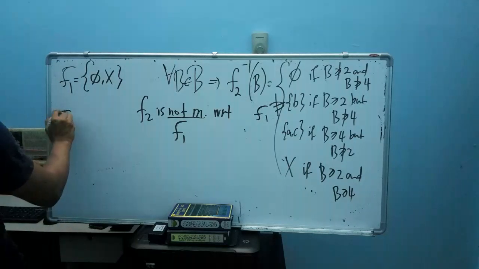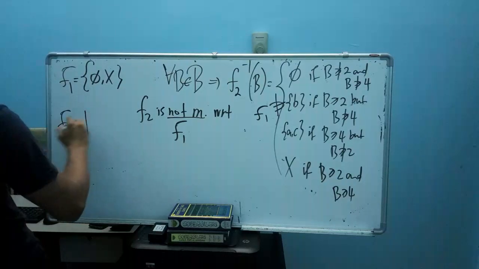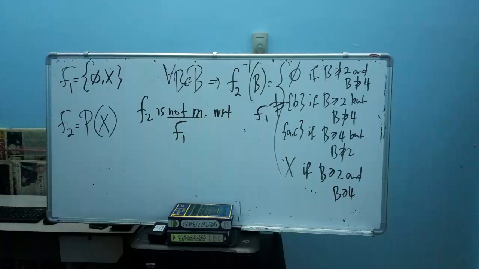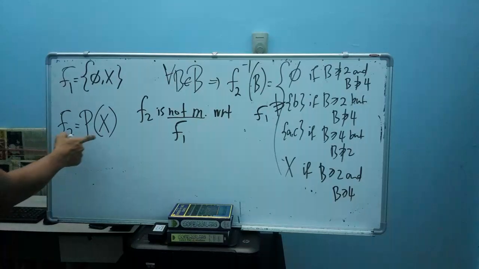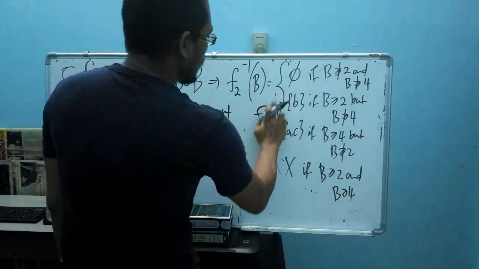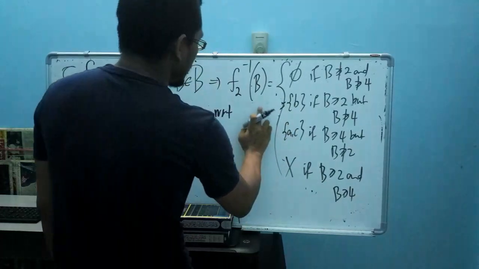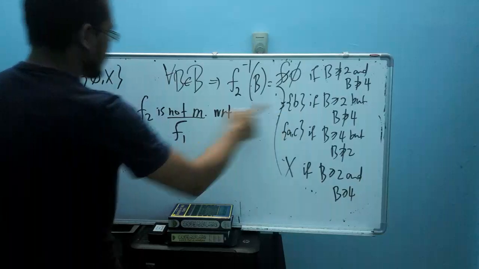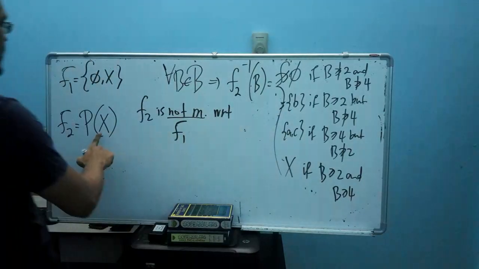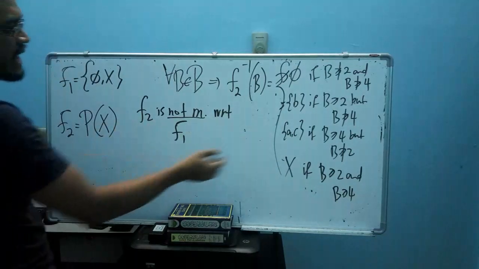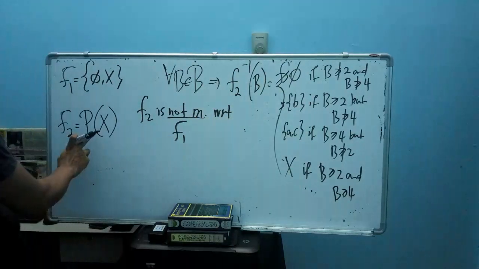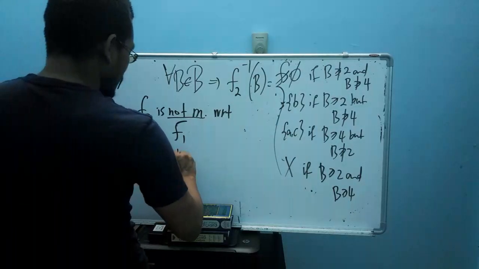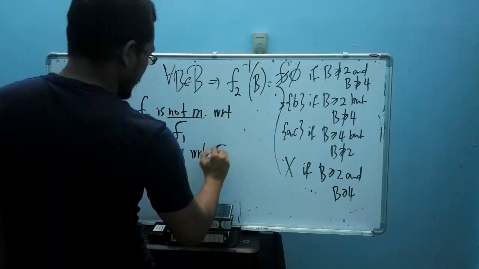Okay, so now let's consider F2 with the second algebra. For the second algebra, we have the power set of X. Let's check all pre-images here. Is each inside the second algebra, yes or no? The empty set is inside the power set. B is inside the power set. AC is inside the power set. X also is in the power set. Meaning that all pre-images here are elements of the power set of X. So therefore, F2 is measurable with respect to the second algebra.